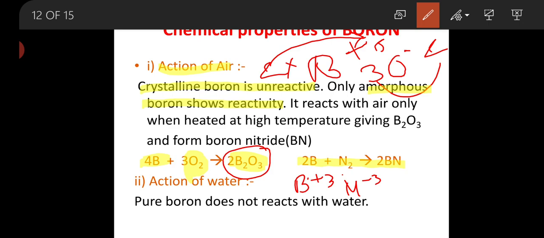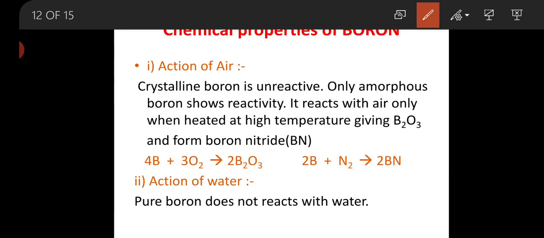So plus 3 and minus 3 combine to form a simple compound, the nitride called boron nitride, which is nothing but BN. This is the chemical property. The first chemical property of boron is done. The second is the action of water.